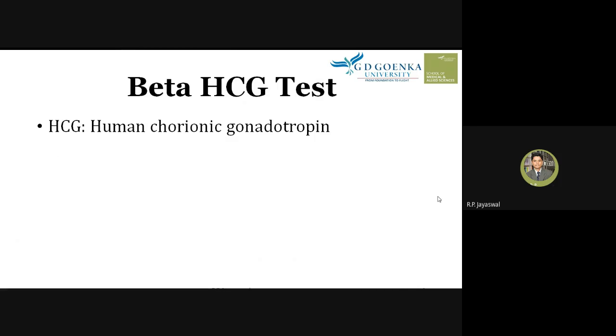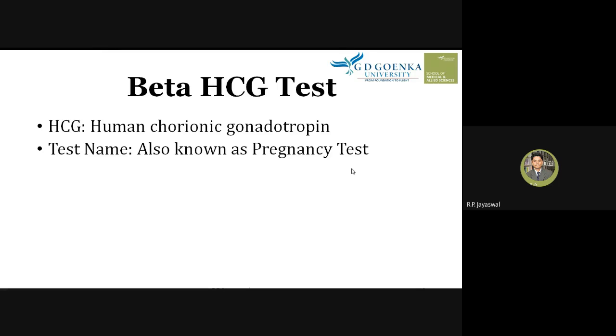Here HCG, the full form is H for human, C for chorionic, and G for gonadotropin. So HCG is human chorionic gonadotropin. This is a hormone, one of the examples of a hormone. This test is also known as the pregnancy test. And the aim of the experiment is to detect beta HCG in a urine sample.